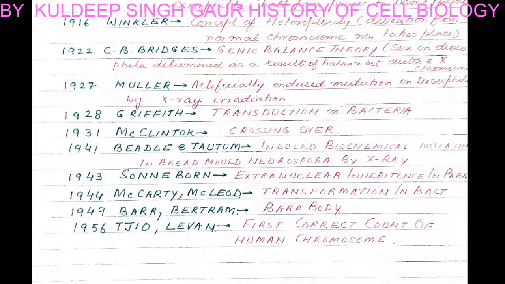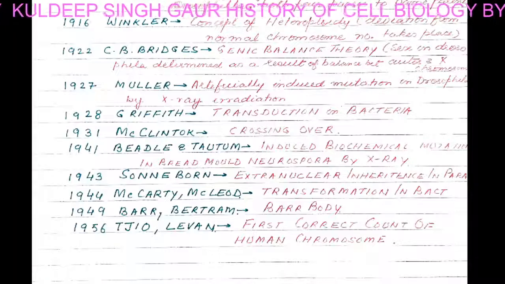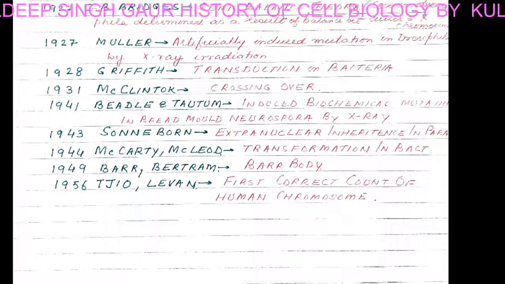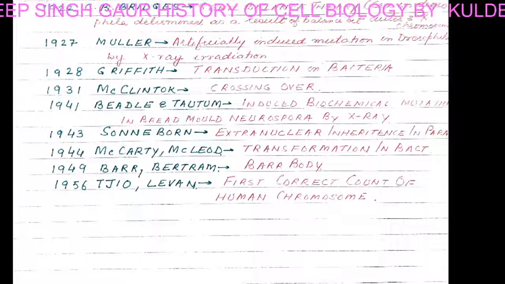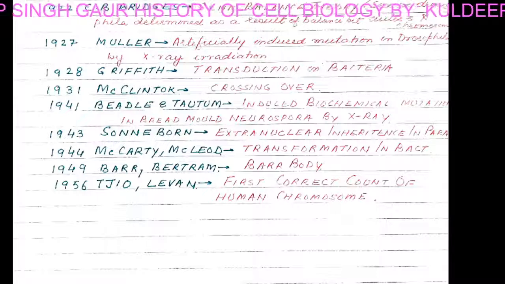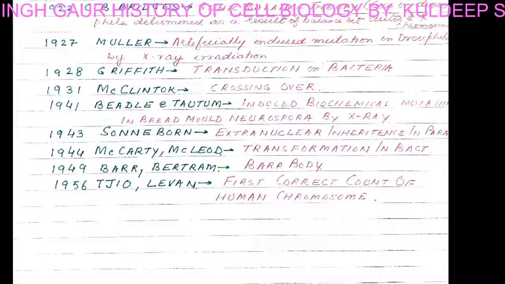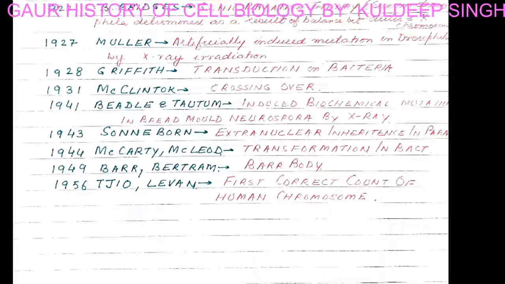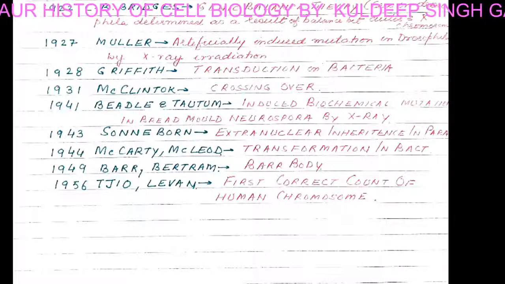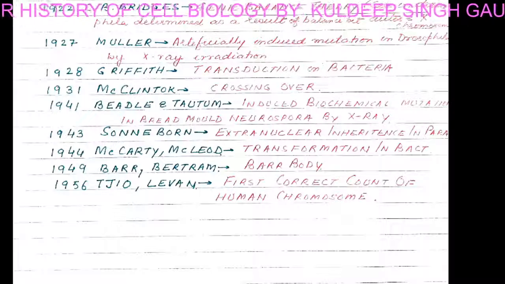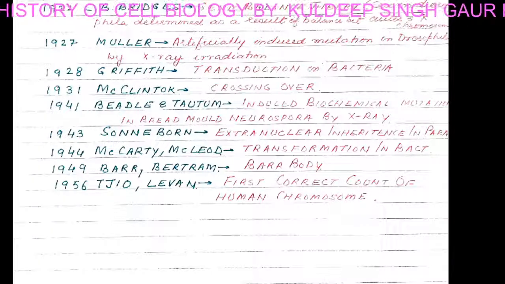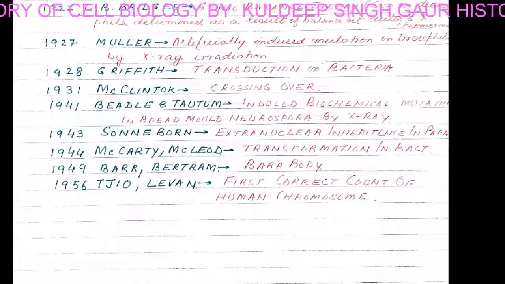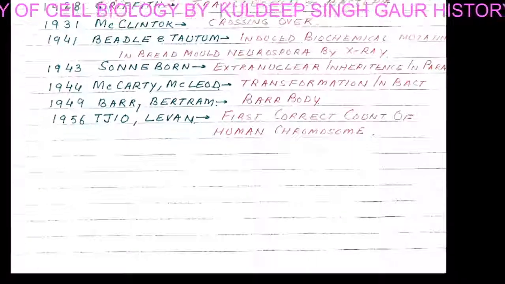The famous transformation in bacteria was demonstrated by McCarty and MacLeod, in which the non-virulent form became the virulent form. In 1945, Barr and Bertram explained the formation of Barr body and explained what Barr body is. It is heterochromatization. 1956, Tjio and Levan gave the first correct count of human chromosomes.